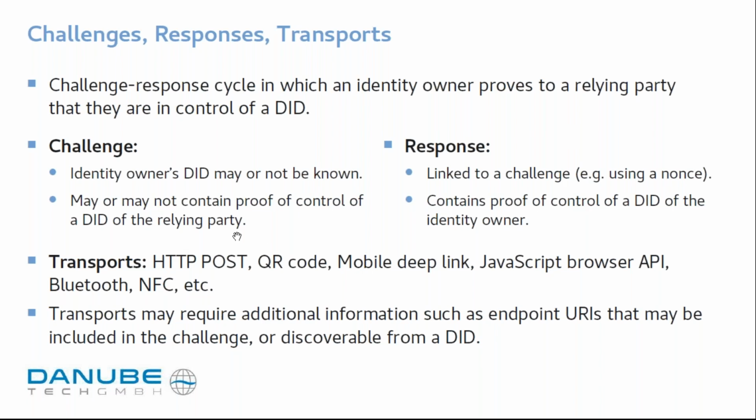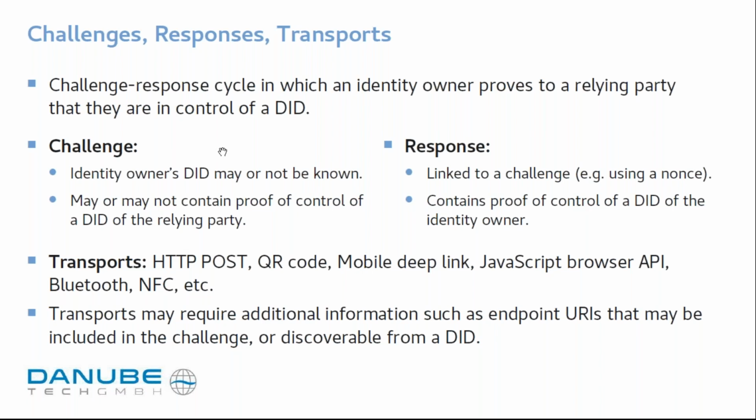We're calling that a transport, so that the challenge from the relying party going to the identity owner and the response going from the identity owner to the relying party, that can come in different forms, and we will look at a few examples of what exactly that can look like. And there are also some variations depending on architecture and depending on the exact flavor of DID Auth. There are some variations as far as the details of the challenge and the response are concerned.